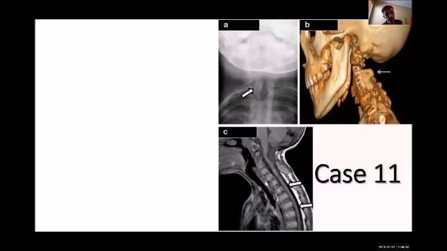Any comment? There is compression of the spinal canal, what I see. Which one the arrow is showing, there is compression with some extra bone there, something like that. But I don't know.